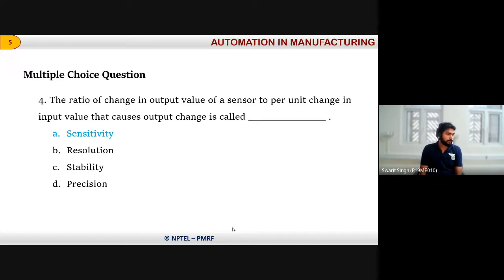So I think you are learning effectively from the course, since you are giving the correct answers. The question says the ratio of change of output value of a sensor. In what ratio is the output value changing per unit change in the input value that you are giving to the sensor? Because of that input, the output is changing. If we calculate that ratio, it is called the sensitivity of the equipment, or sensitivity of the sensor in this particular case.